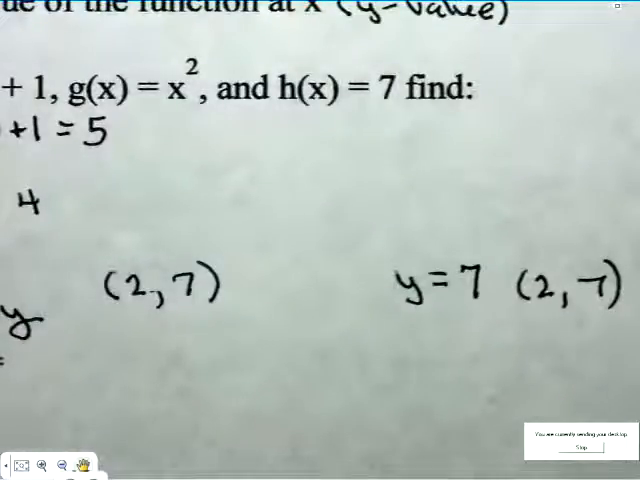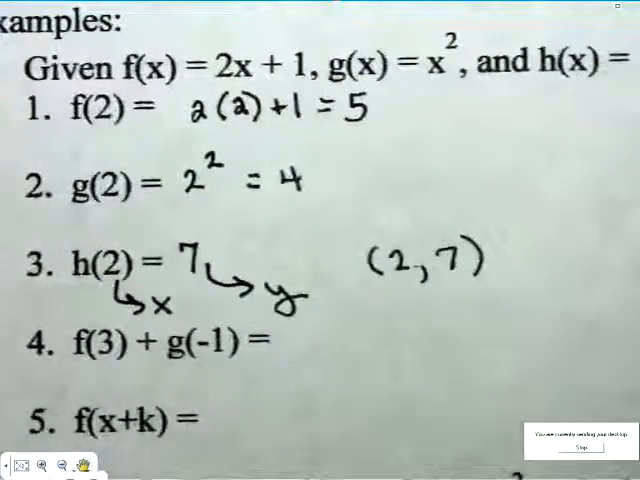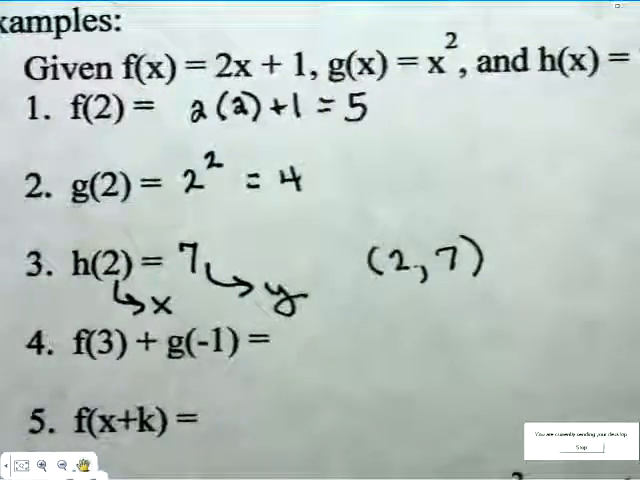All right. Number 4 shows us an example of adding two function values. We do it in business calculus. It's not calculus when we're doing this, but if we have a revenue function and a cost function, we subtract them to get the profit function. That's how you find profit, revenue minus cost.